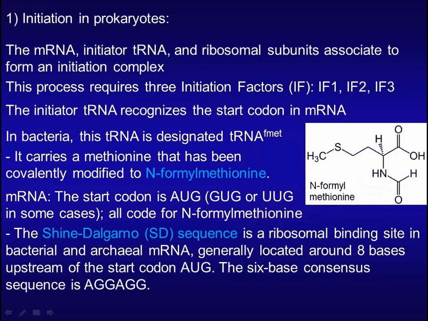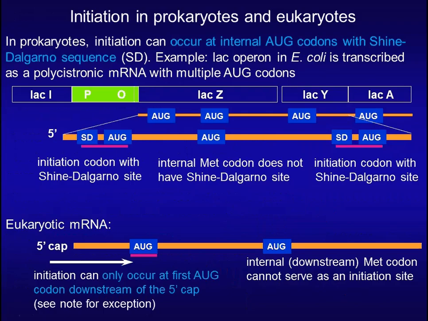The Shine-Dalgarno sequence is a ribosomal binding site in bacterial and archaeal mRNA, generally located around 8 bases upstream of the start codon AUG. The 6-base consensus sequence is AGGAGG. In prokaryotes, initiation can occur at an internal AUG with a Shine-Dalgarno sequence. Here is an example. The lac operon in E. coli is comprised of lacZ, lacY, and lacA genes. In regions covering lacZ and lacY, there are 3 AUG codons, 2 with a Shine-Dalgarno sequence and 1 without. Initiation of translation occurs at the 2 start codons accompanied by a Shine-Dalgarno sequence, but not the one without.